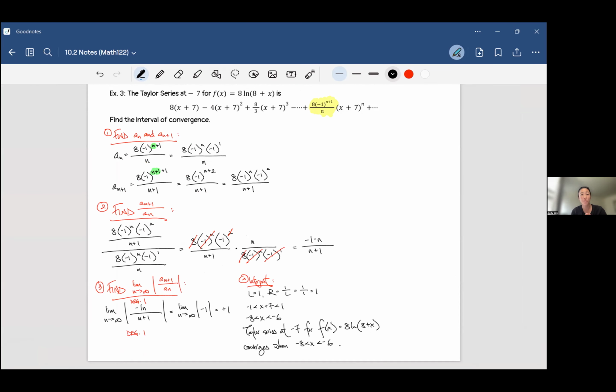But I hope these examples were helpful. I tried to pick ones that were really similar to the homework questions, so hopefully you feel a little bit more supported with that. And let me know if you have any questions.